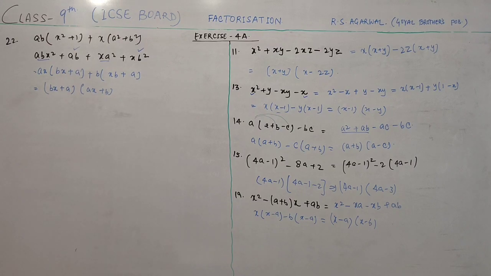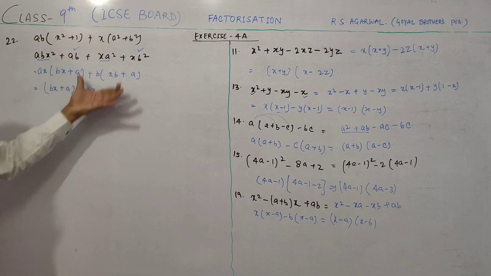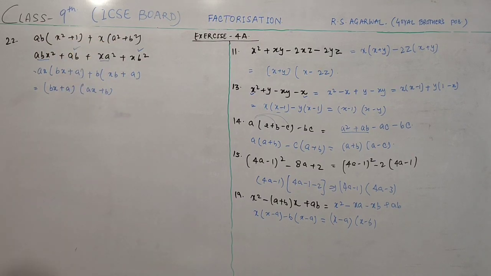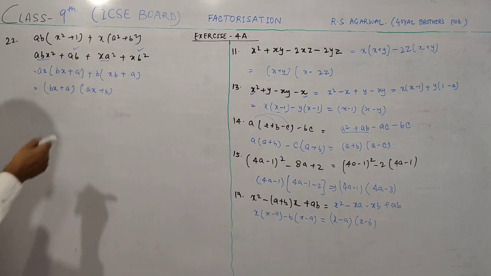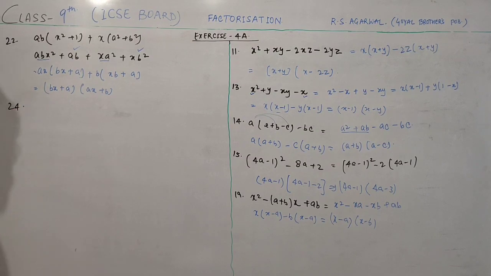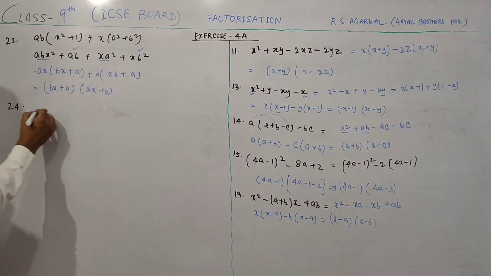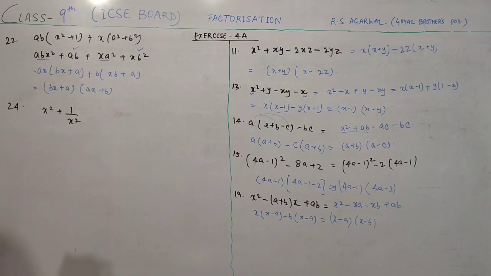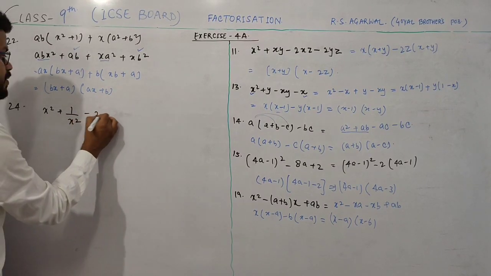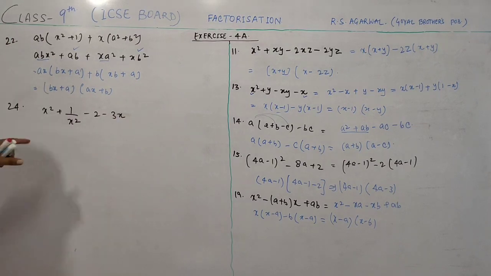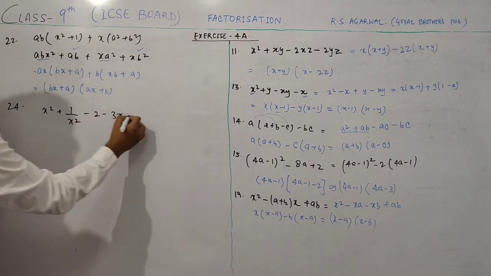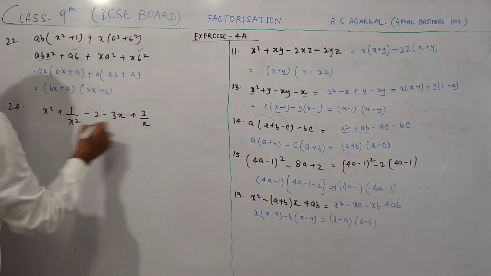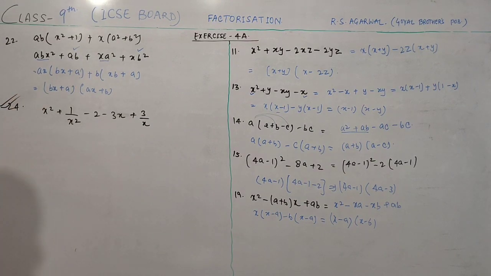Now 23 is easy. You have to simply try it by this. So 24, the last question, is x square plus 1 by x square minus 2 minus 3x plus 3 by x. This is a very important question.